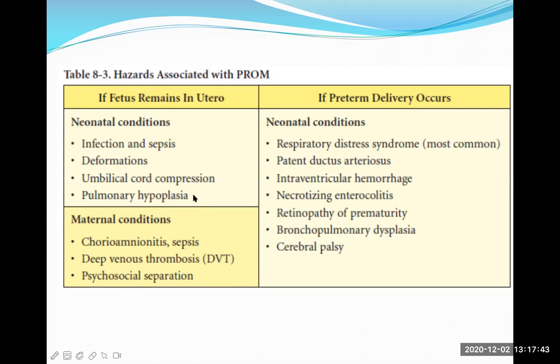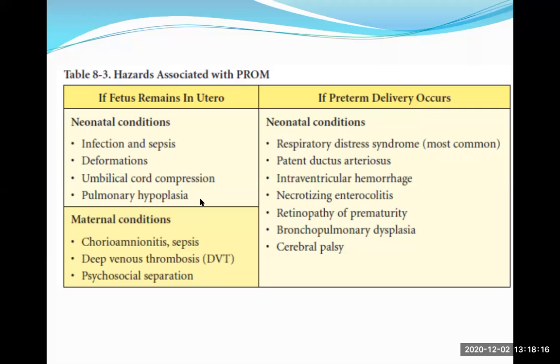Why does pulmonary hypoplasia occur in premature rupture of membrane? Who can answer this? Anyone? Sir, because the amniotic fluid leaks outside and the baby swallows the amniotic fluid, sir. It will help in the maturation of the lung. So if amniotic fluid is out, it will not swallow, sir. That's why. Very good. Good answer. Excellent answer. I'm sure many other students also remember this because we have talked about this before.